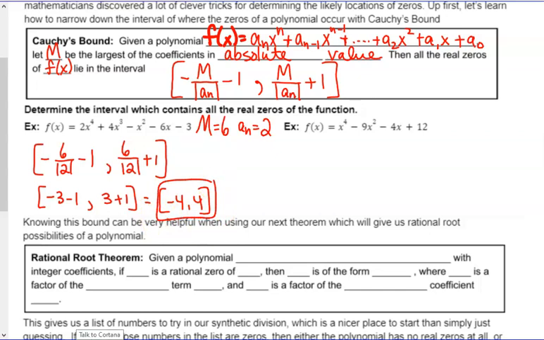Okay? All right, let's look at the next example. Again, all we need to do to answer what this interval is, is identify the largest coefficient in absolute value and the leading coefficient.